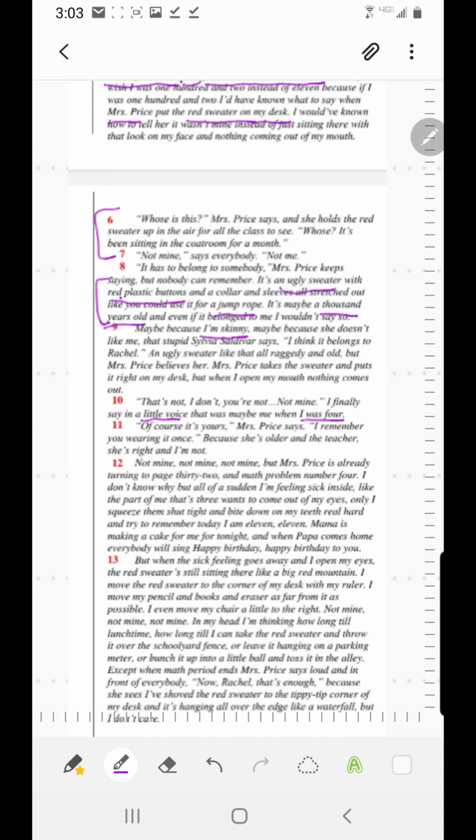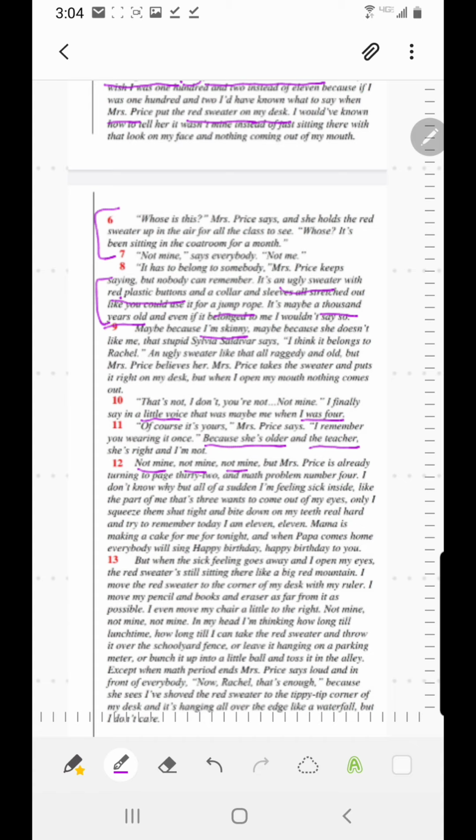And it says, "Of course it's yours," Miss Price says. "I remember you wearing it once," because she's older and the teacher, she's right and I'm not. Again, she's talking about being older and having more power and more authority. Again, a very childlike mentality that she has, saying something like that, oh, just because you're older and you're the teacher makes you right. Not mine, not mine. She repeats that three times. Again, that repetition is there for a reason.